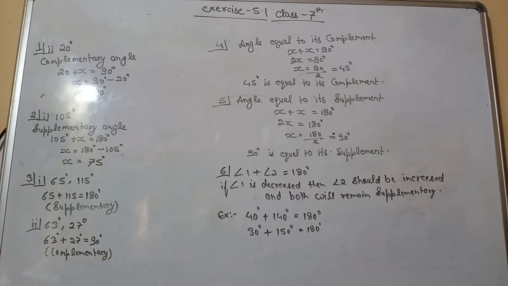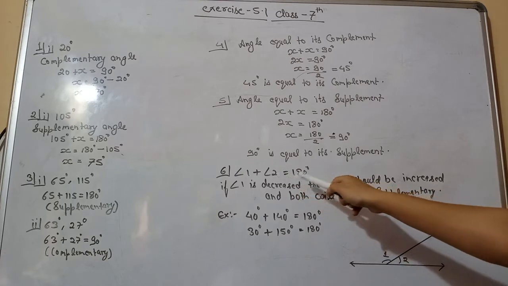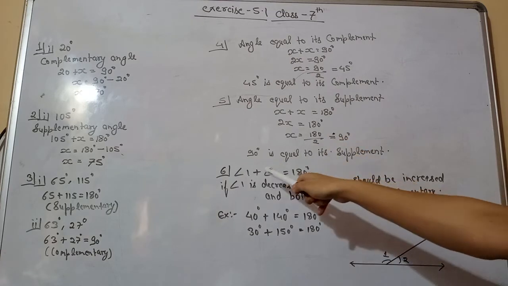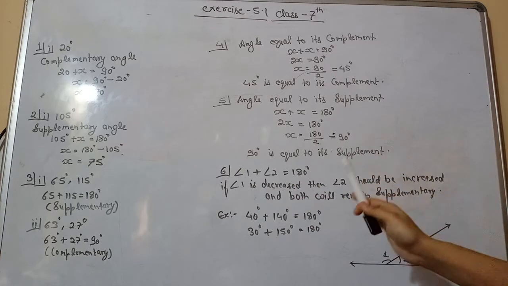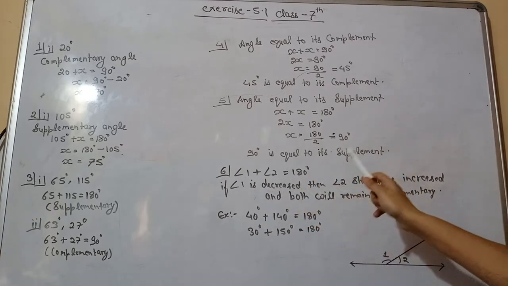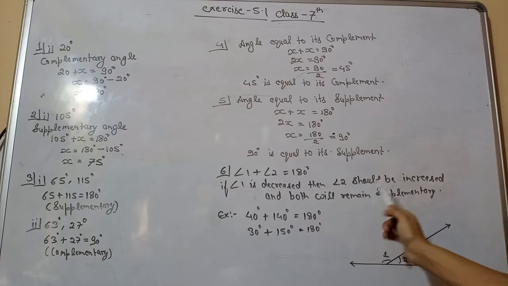Now question number 6. In the adjoining figure, angle 1 and angle 2 are supplementary angles. If angle 1 is decreased, what changes should take place in angle 2, so that both the angles still remain supplementary? Angle 1 plus angle 2 equals 180, because it is given that both are supplementary. Now what is given in the question? If angle 1 is decreased, what effect should there be on angle 2? If angle 1 is decreased, then angle 2 should be increased, so that both remain supplementary.